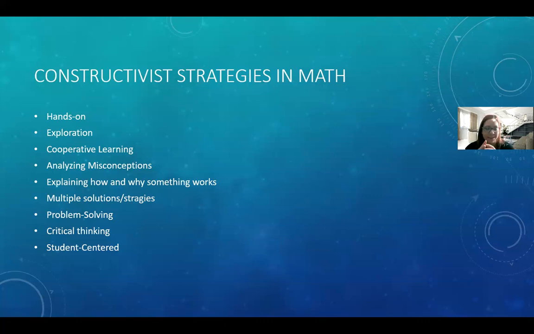All right, so that's my brief overview of constructivism in mathematics. I hope this really helps you as you're trying to understand what constructivism looks like and as you're analyzing and making tweaks to the lessons that you do in this week's assignment.